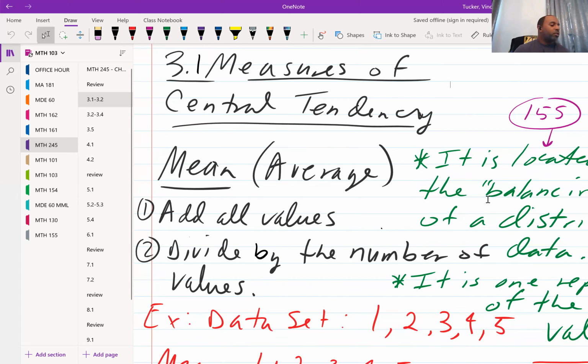All right, so we're looking at measures of central tendency. First thing we're going to discuss is your mean, which is another word for average. In statistics, they don't use the word average normally. They use the word mean, but they're both the same thing. So you add up all your data values, divide by the number of data values, and that would be your mean.